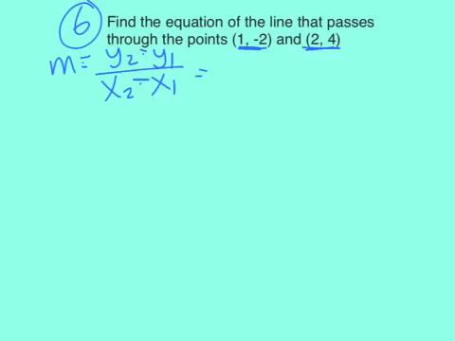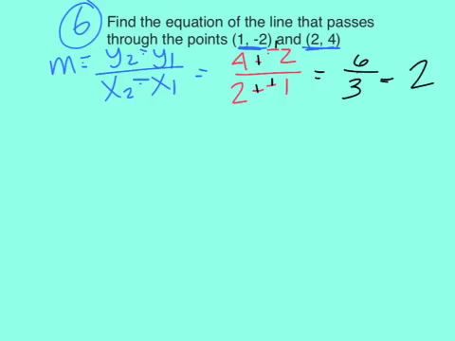Okay, substitute in what you know. We'll go 4 minus -2. And then on the bottom, x2 is 2 minus -1. Go ahead and change your double negatives to positives. So 4 plus 2 is 6. 2 plus 1 is 3. 6 over 3 then gives you a slope of 2.